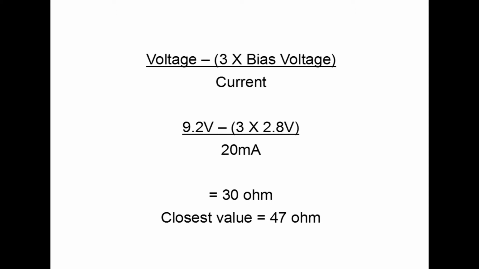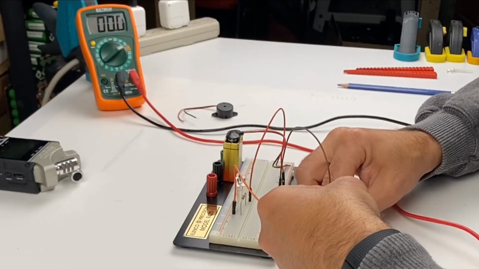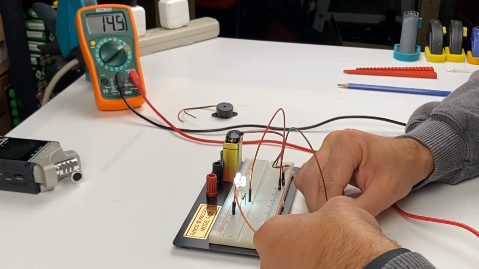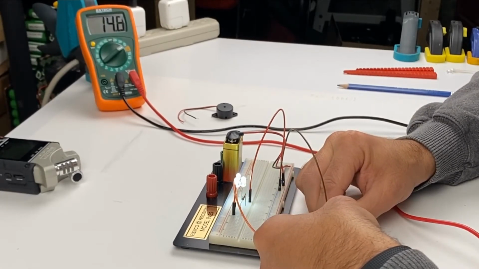9.2 volts minus 3 times the bias voltage divided by 20 milliamps equals 30 ohms. I don't have a 30 ohm resistor, but I do have a 47 ohm. I'll use that instead. To confirm, 9.2 volts minus 3 times the bias voltage divided by 47 ohms equals 15.4 milliamps. The test shows a little less, but I summed that up to relentless testing and depleting the 9-volt battery a little. Okay, let's start building.